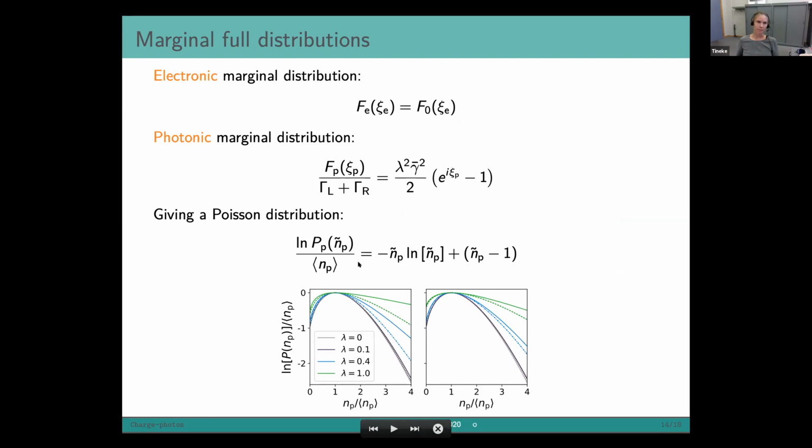So the marginal distribution function, only for electrons, there's no surprise. You get the usual single dot statistics, and the photonic marginal distribution function, you get this thing here. So this gives a Gaussian distribution, and it doesn't behave so surprisingly.